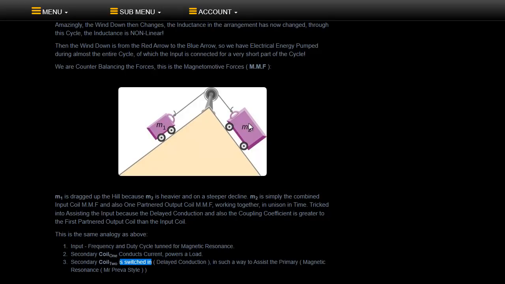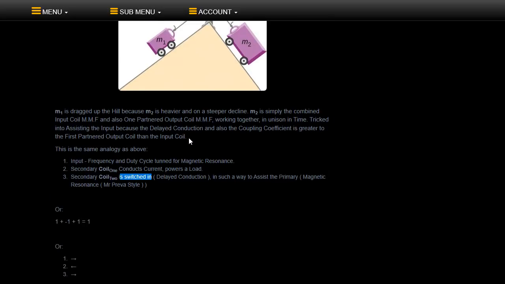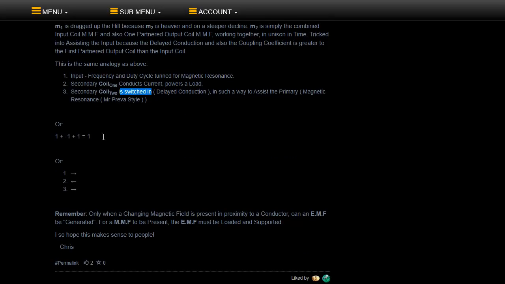Okay, so we have a magnetic field which is assisting the input. So 1 magnetic field up the hill, 2 magnetic fields down the hill. If we were to flip this over, then we'd have the same as the picture that we looked at just a minute ago. Or equivalently, we're looking at 1 plus -1 plus 1 equals 1. Or if we want to look at the arrows, we've got 1 forward, 1 back, and then 1 forward again.